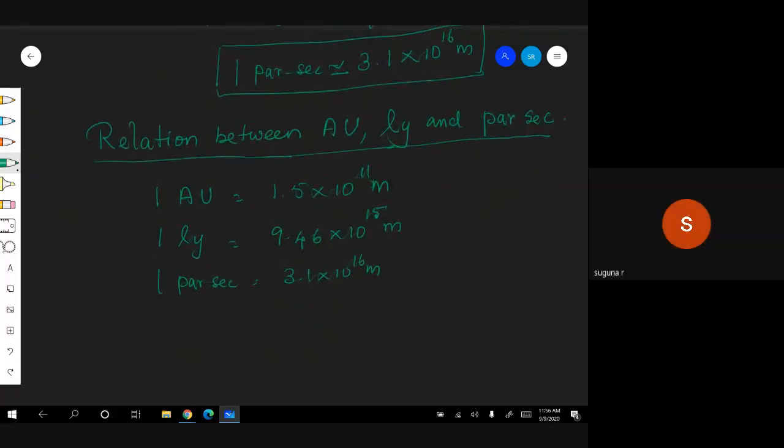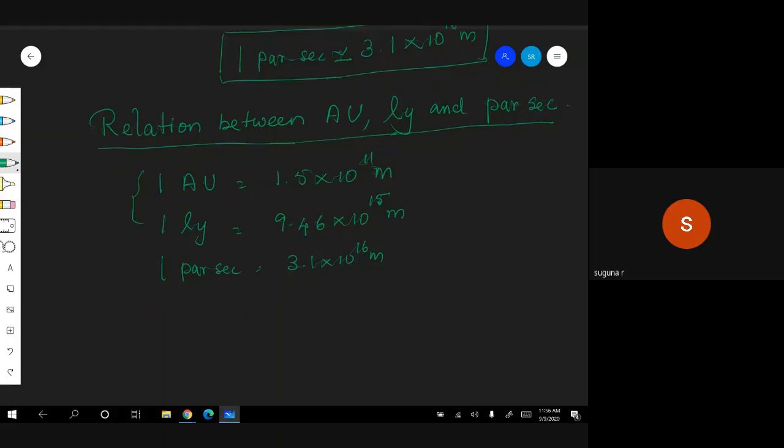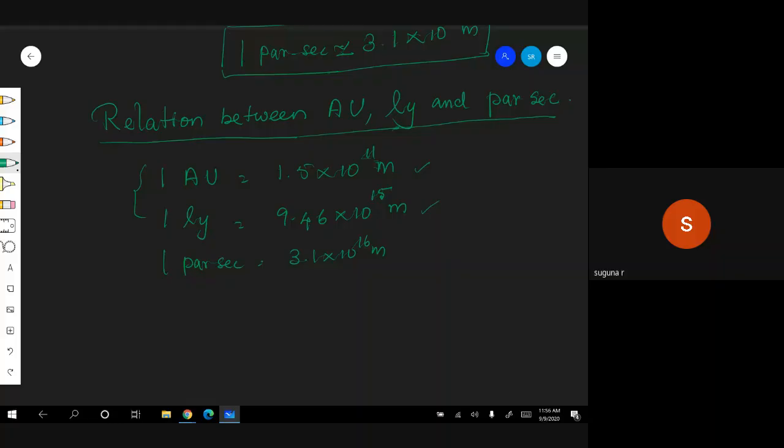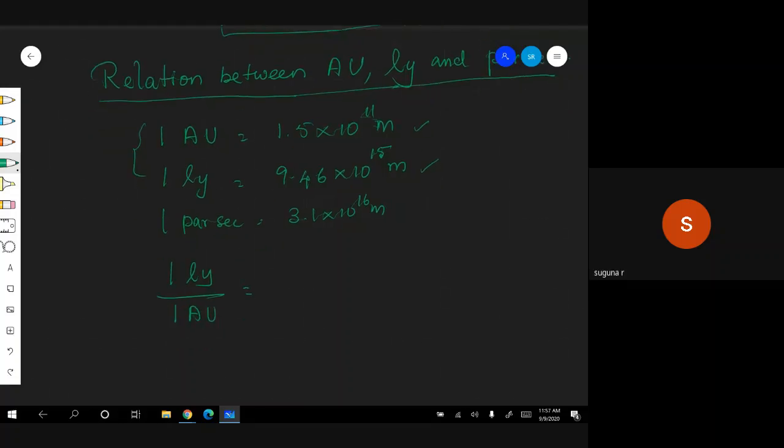Now I am going to take these two first: how astronomical unit and light year are related. Which is the bigger unit? Light year. Therefore, let me take 1 light year divided by 1 astronomical unit. That is 9.46 into 10 power 15 meter, divided by the astronomical unit, 1.496 or 1.5 into 10 power 11 meter.